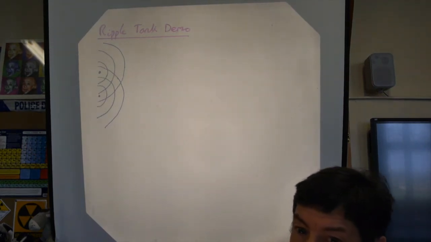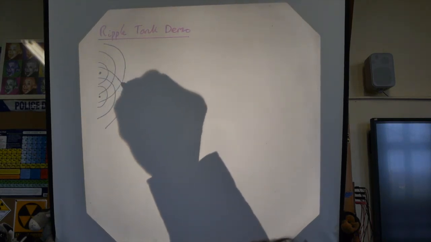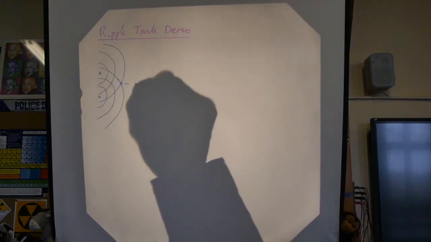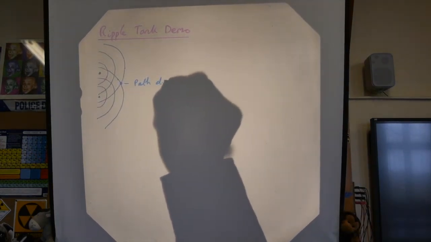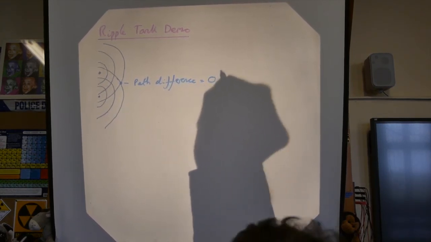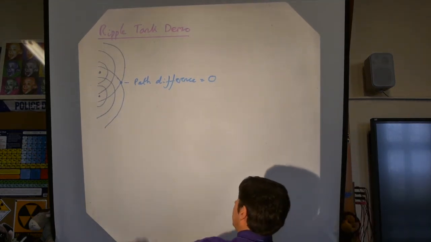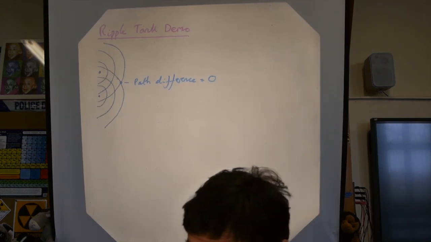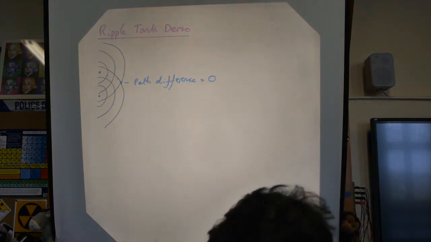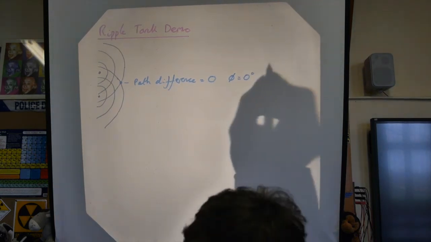There are some places that I'd like to look at, okay? For example, 1, 2, 3, 1, 2, 3. So here, that point, you'll notice, has a path difference of zero. Okay, so we know those two waves are in phase at that point. Okay, the phase angle is zero, so you will get constructive interference there. Okay, I suppose I can say that phi between them is equal to 0 degrees.